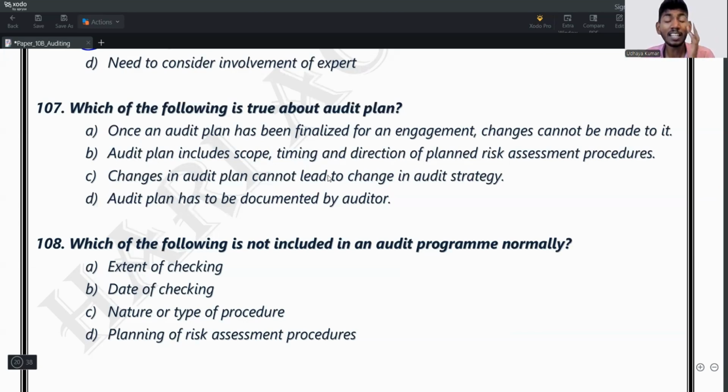Then option C, changes in audit plan cannot lead to change in audit strategy, which is also not true. But he's asking what is true about audit plan. So audit plan has to be documented by the auditor, which is true, right? So option D is the right answer.